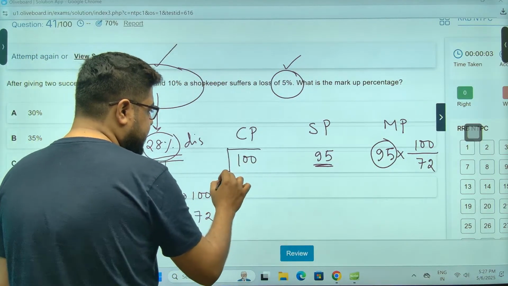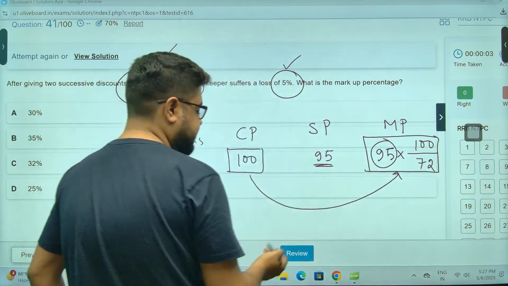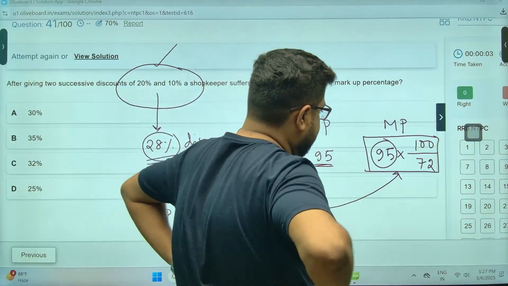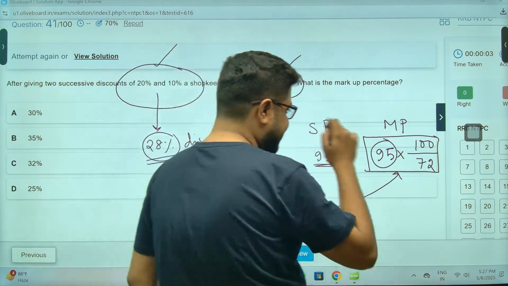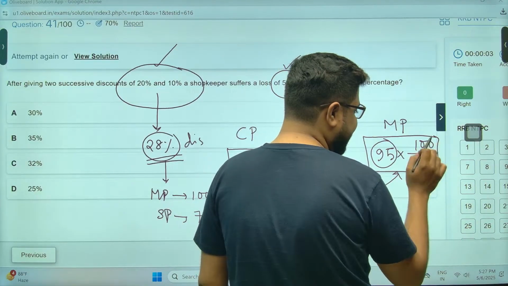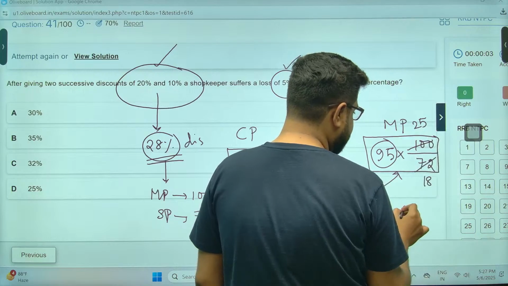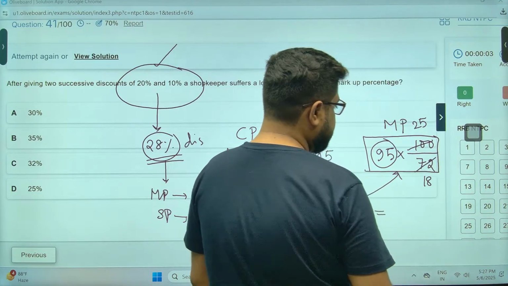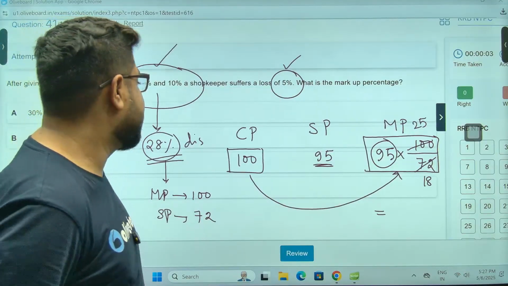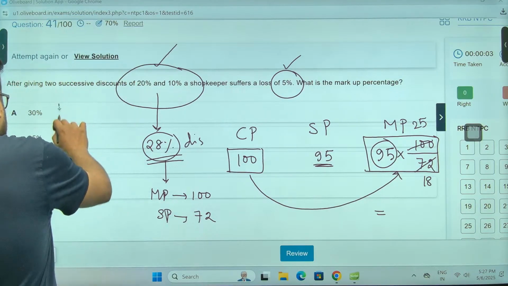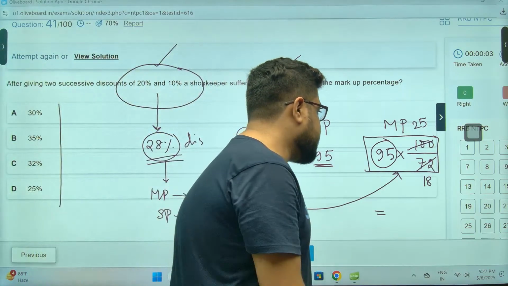They are asking what this percentage is. CP was this, MP is this. What is the markup percentage? Can something cancel? 5 and 9 is 14. Oh no, nothing will happen. So 4 is the only thing: 4 18s are 72, 4 25s are this. Let me think a little bit. Options are also not very far apart: 30, 35, 32. No way. Nothing will happen.